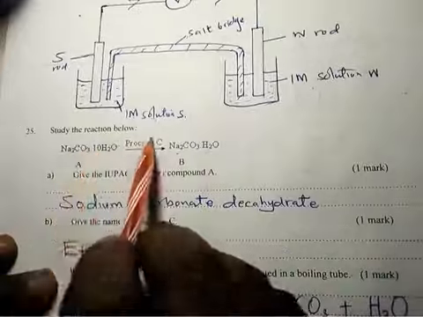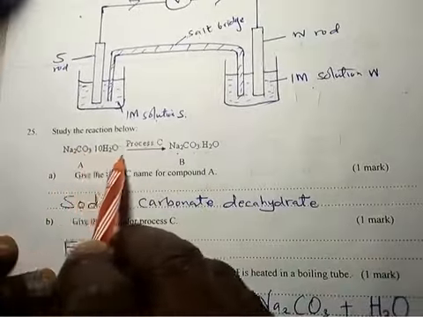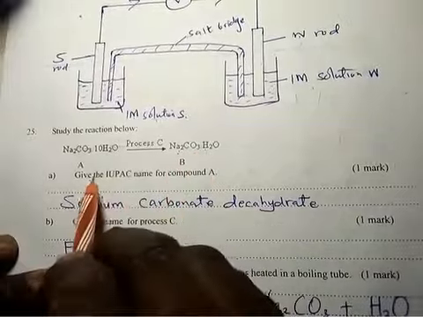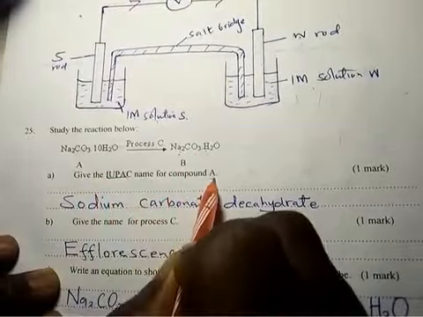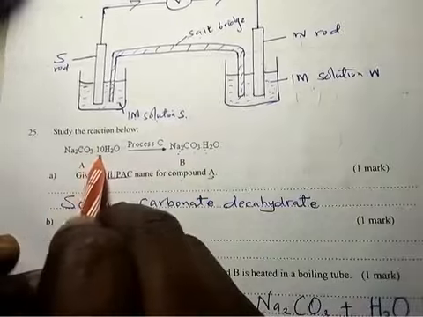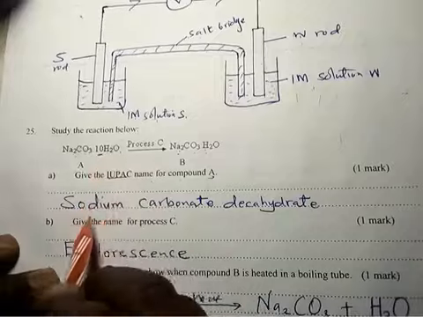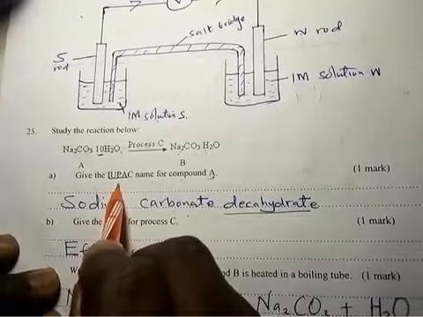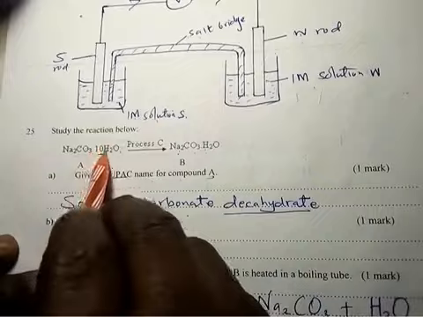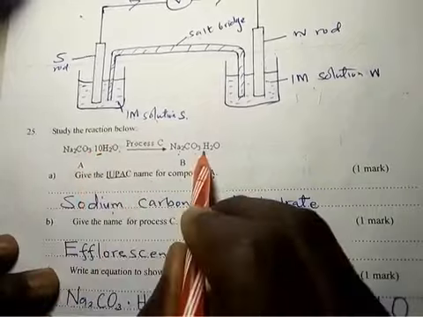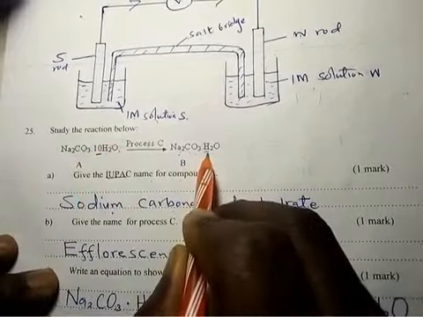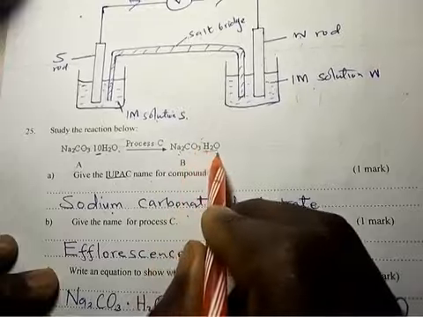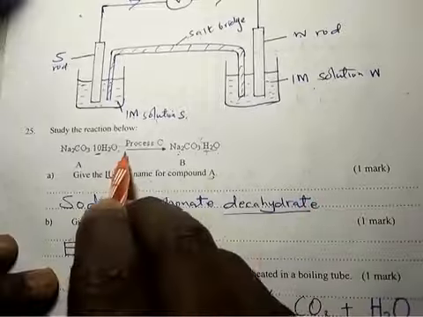Study the diagram. So you can see we have this sodium with 10 waters, and sodium with 1 water. Give the IUPAC name of the compound A. This one with 10 waters is called decahydrate. So sodium carbonate decahydrate. That is the IUPAC name. Deca is for the 10 waters. If it is this one, it is called sodium monohydrate. Similarly, if it has 5 here, it is called sodium pentahydrate. So this one is decahydrate.